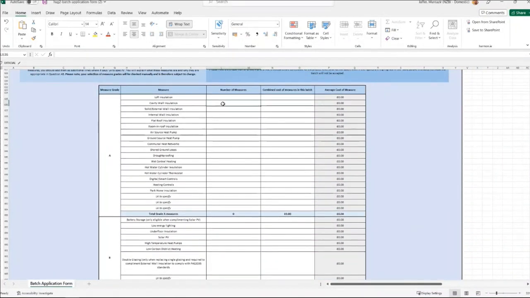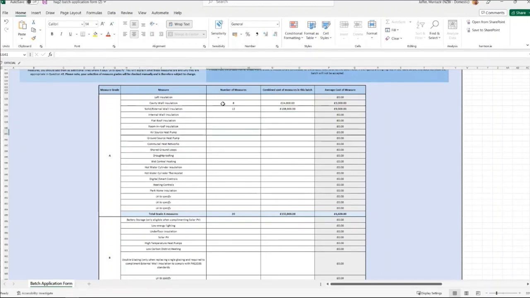So for our cavity walled properties, we know that there will be 8 of them, and we know 4 will be at £2,000 and 4 will be at £4,000, which gives us a grand total of £24,000. We know for our solid wall homes, 6 of them will be at £6,000. So it's 6 times 6 is 36, and we know a further 6 will be at £12,000, which is, we get mental maths, 72, which all in all gives us a total of £108,000.